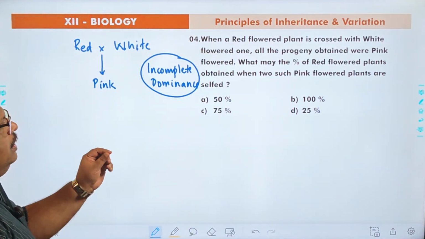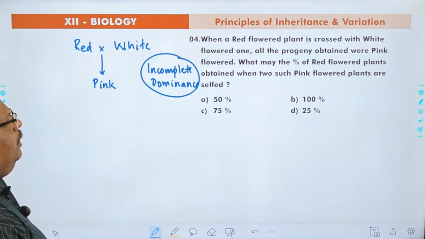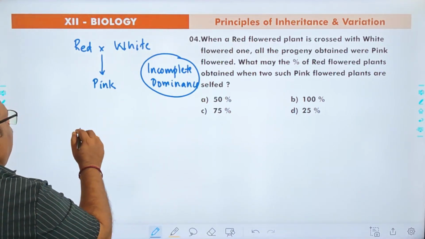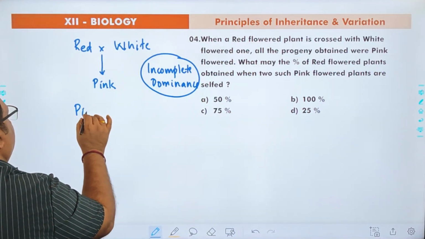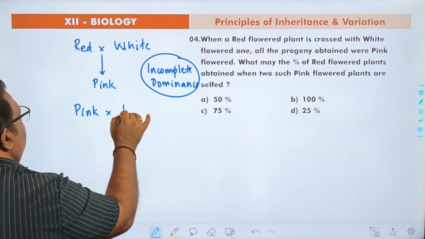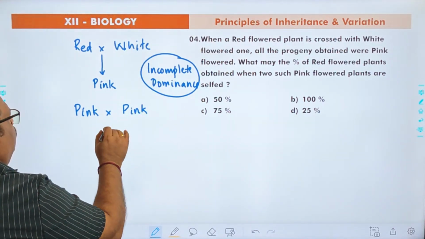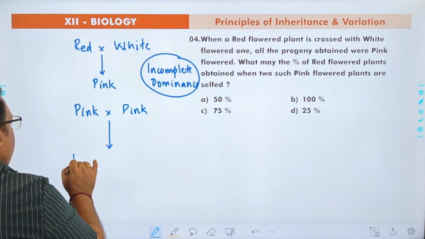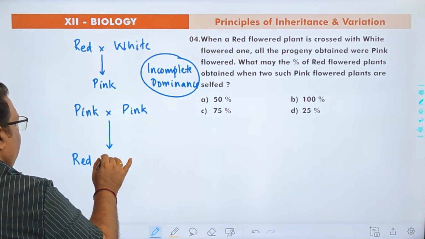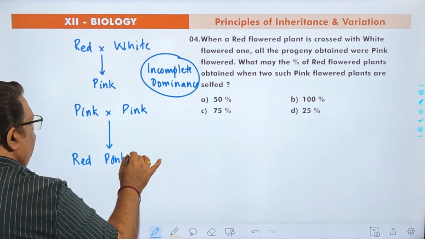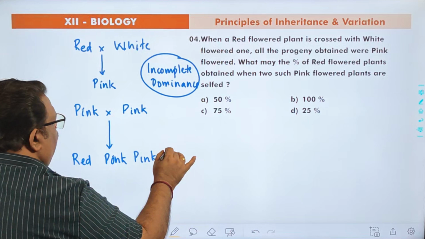So what is the percentage of red flowered plants obtained when two such pink flowered plants are selfed? That means pink is crossed with pink. So according to incomplete dominance, the young ones obtained will be red, pink, pink and white.